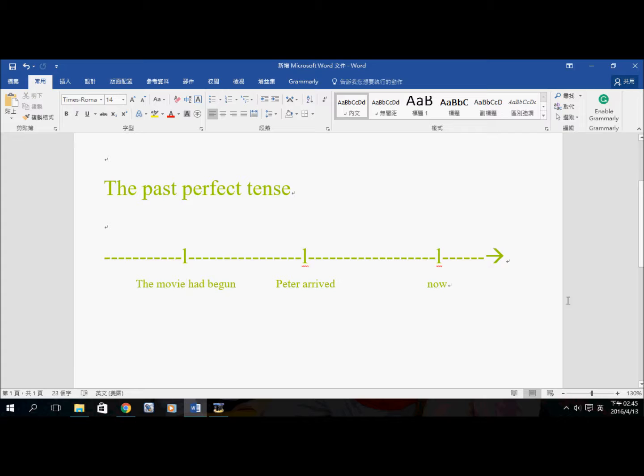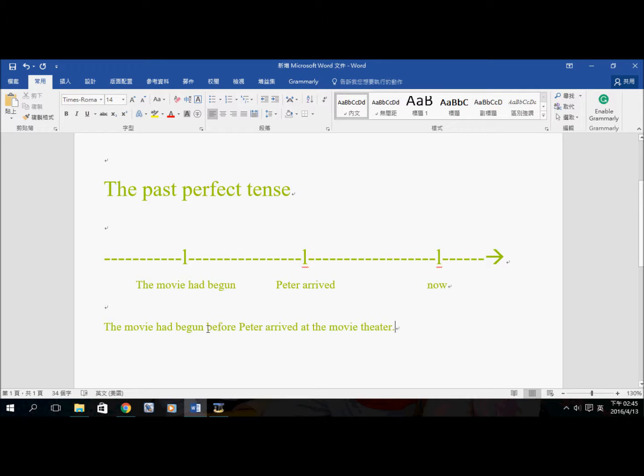So this is the sentence that we can make. The movie had begun before Peter arrived at the movie theater. So you can see that the movie had begun before Peter arrived at the movie theater.